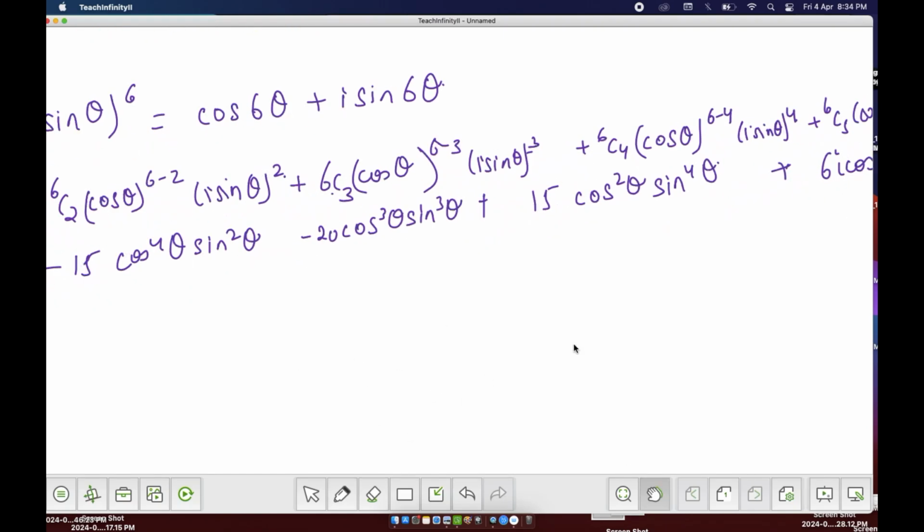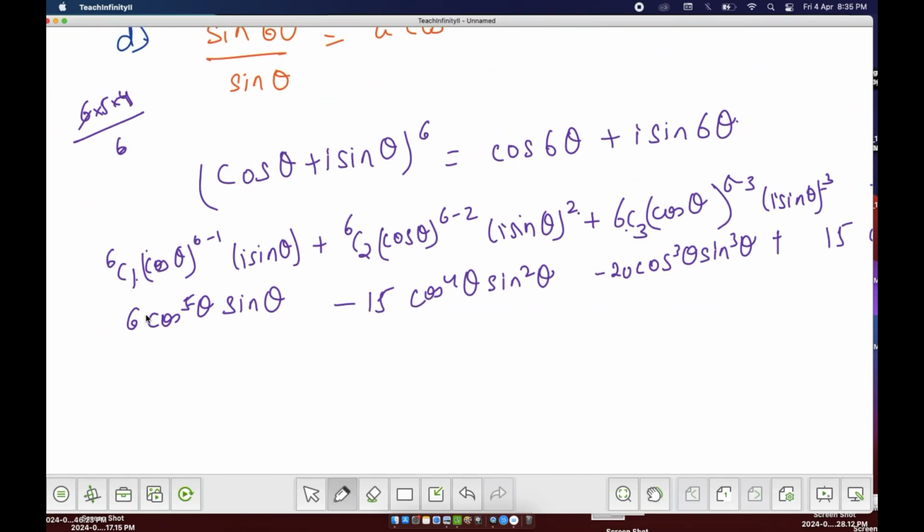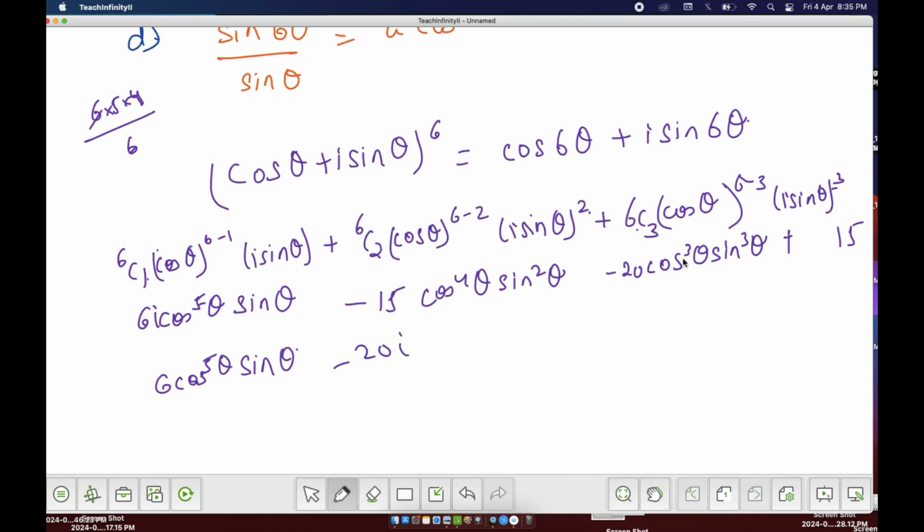Okay. So clubbing only the I terms together. This one was 6I cos. So for the I terms, we have 6 cos to the power 5 theta sine theta, minus 20I, forgot the I here, sorry, 20I cos cube theta sine cube theta.